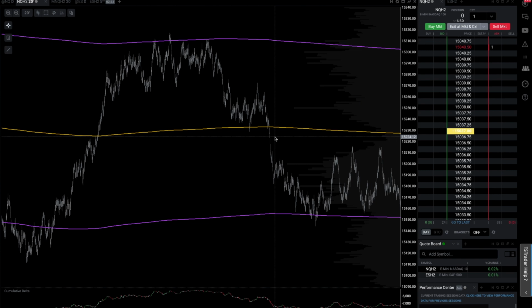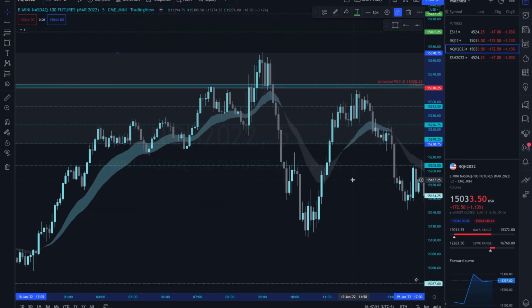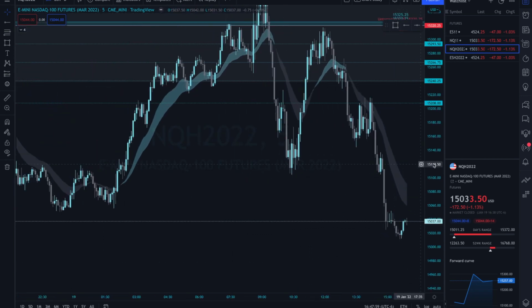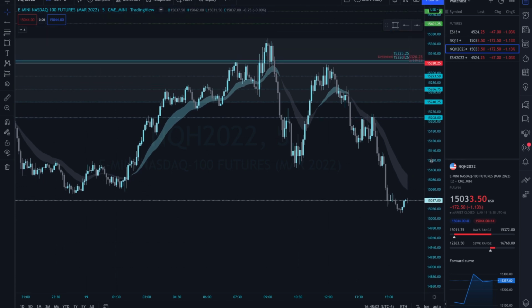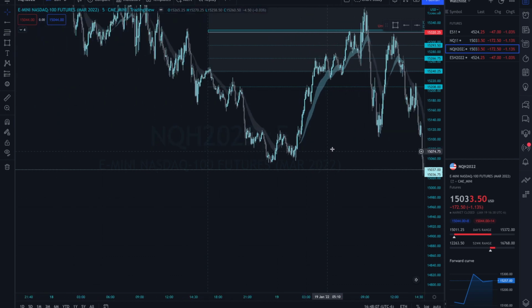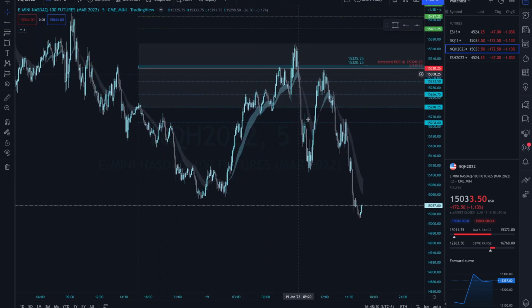I'm still trying to sit back, conceptualize, realize what happened, why it happened, and how I'm going to prevent it for next time. But anyways, after that, we just completely took a dump, and you can see that we made a lower low on the day. We actually went lower.